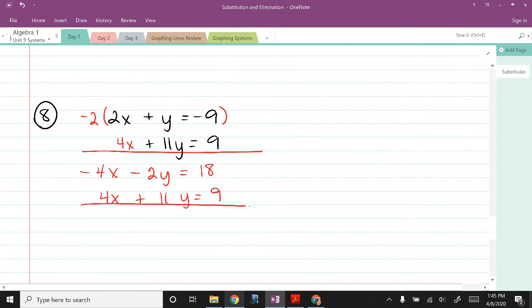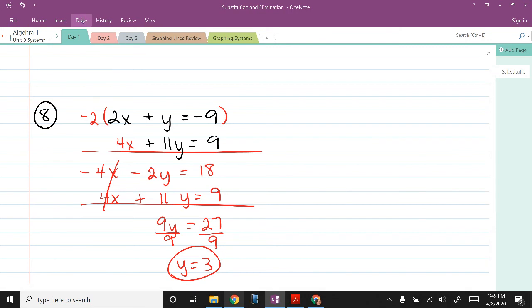All right, so now I draw my line. And now my x's will cancel out because I got a -4x plus 4x. Those make 0, so those cancel out. -2y plus an 11y. When I combine my terms, I get 9y equals 18 plus 9 is 27. Divide by 9, and y equals 3.